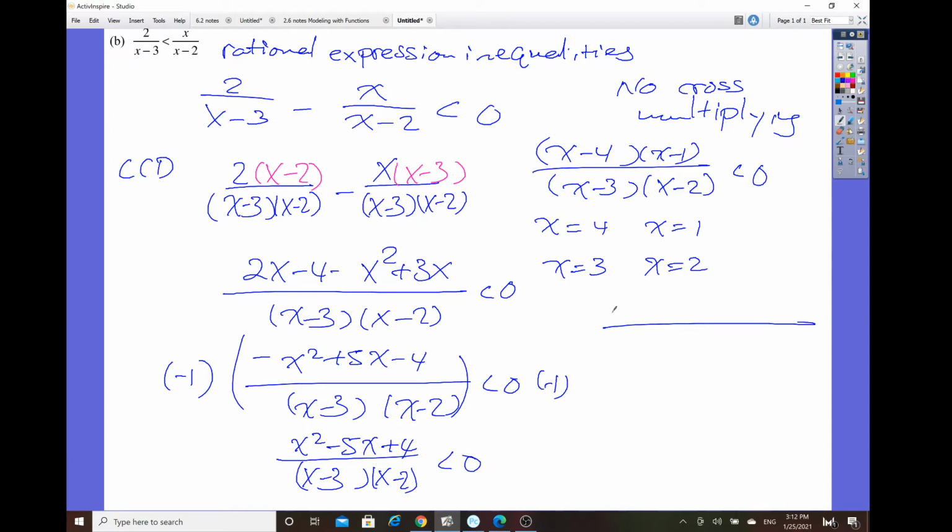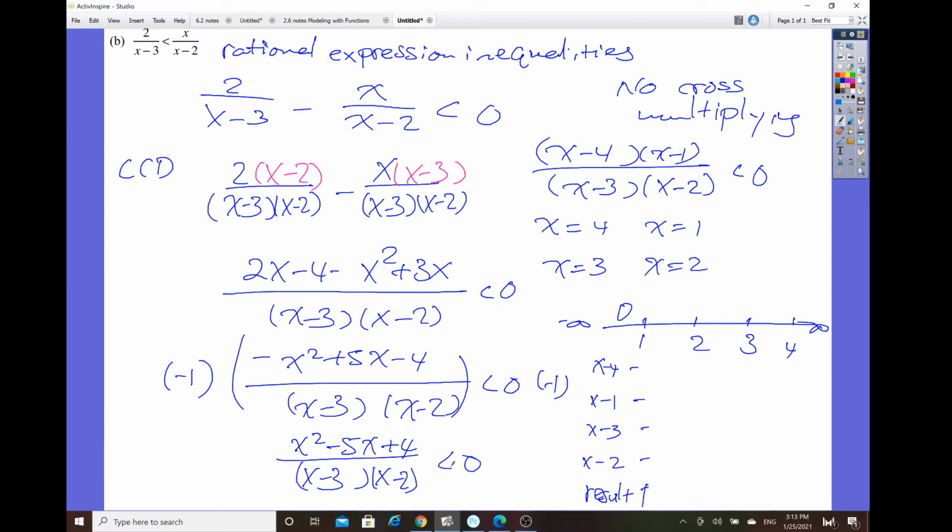So again, we want to do the sign test. Try to arrange the numbers from the least to the greatest with all the possible zeros. So we got 1, 2, 3, and 4. Again, this goes all the way from negative infinity to infinity. The factors that we have are x minus 4, x minus 1, x minus 3, x minus 2, and then the final result. So try to test the sign change here. Anything from negative infinity to 1, we want to put in 0. So 0 minus 4, negative. 0 minus 1, negative. 0 minus 3, negative. 0 minus 2, negative. So it's all four negative. Negative times negative times negative times negative, positive.